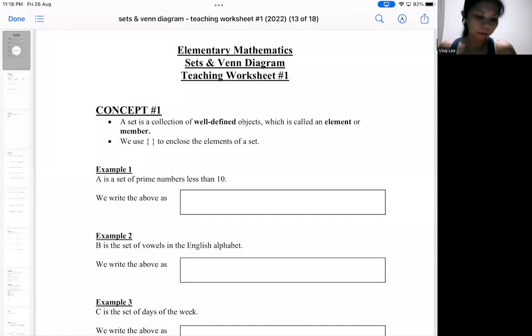In this topic, sets and Venn diagram, we are dealing with a lot of symbols, and the symbols are translated to words. When we translate the symbols to words or words to symbols, it forms another type of language. So in this topic, sometimes we call it sets language. That means the symbols are representative of certain words. So mentally, you need to translate the symbol to words and words to symbol.